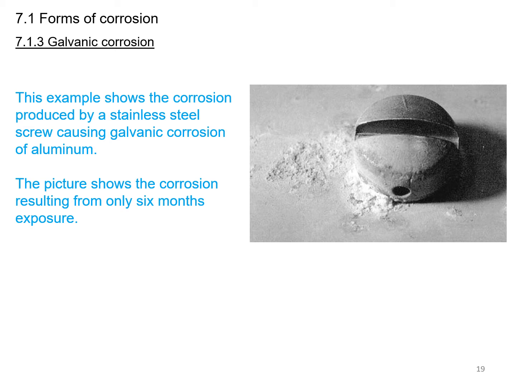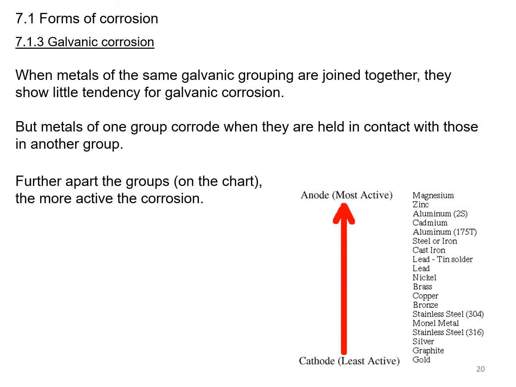Now, the way to prevent that would be to have the aluminum covered with some protective film, like paint, for example. Now, this would not occur if you don't have the electrical contact between the two. When metals of the same galvanic grouping are joined together, they show little tendency for galvanic corrosion. But metals of one group corrode when they are held in contact with those of another group. Further apart groups on the chart on the right, the more active the corrosion.